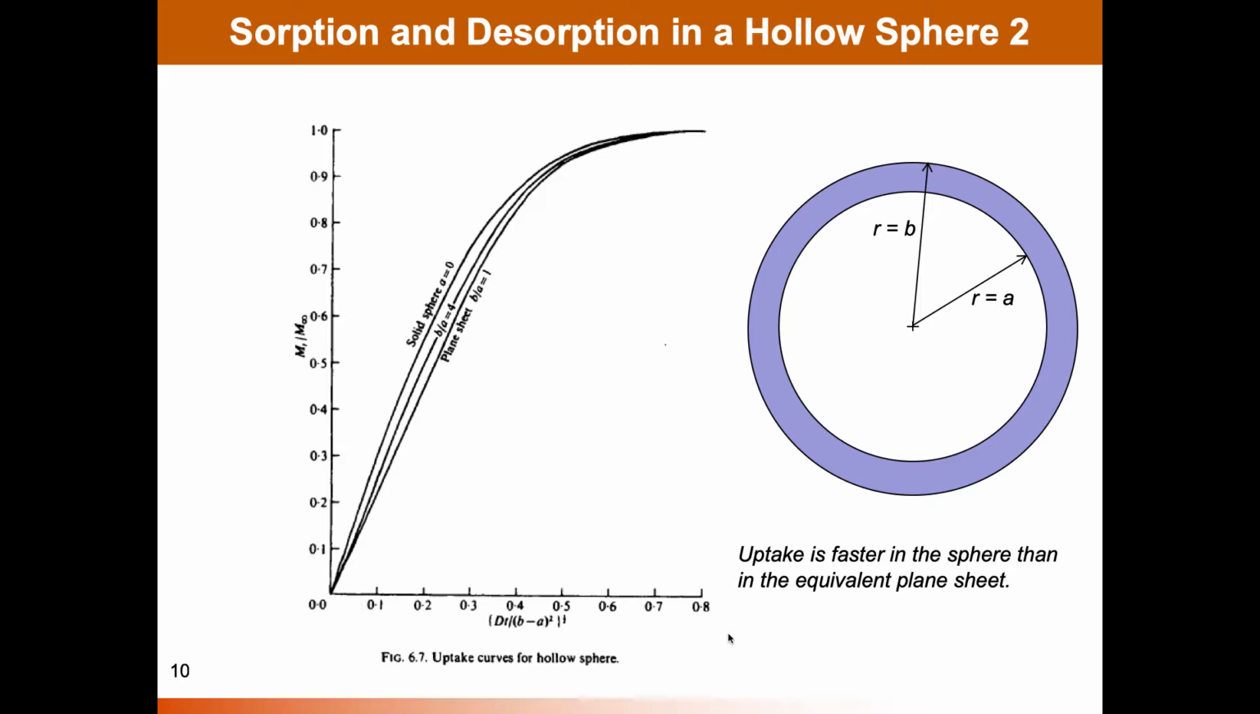And that gives another important simplification for complex systems: they can often be approximated by the solution as if the system were a plane sheet, if the dimension through which the mass transfer is occurring is thin relative to the overall dimension of the system.